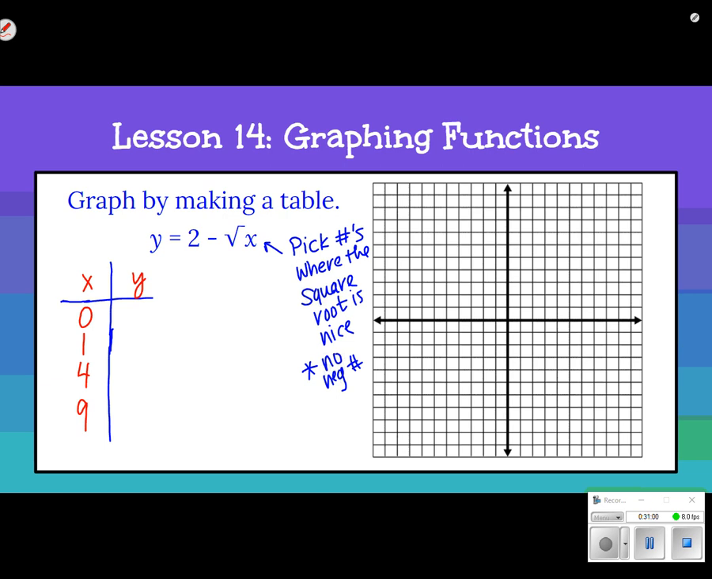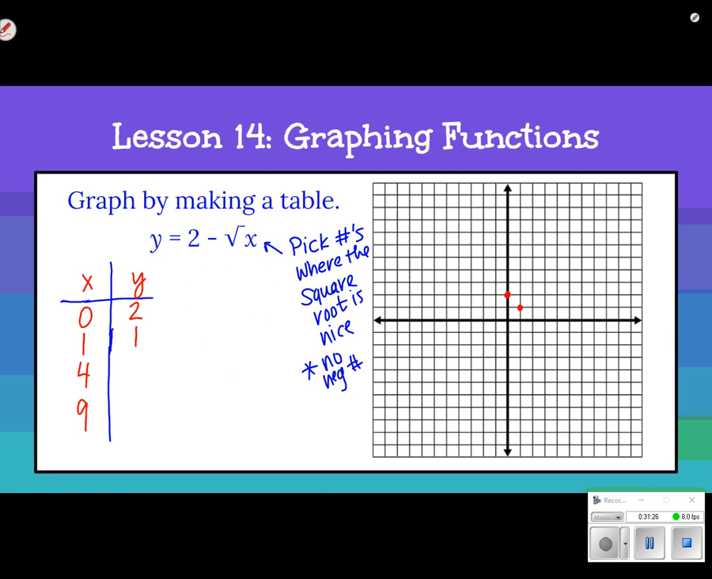So let's look at this. 2 minus the square root of 0. Well, the square root of 0 is 0. 2 minus 0 is 2. So 0, 2 is a point on my graph. Let's graph 2 minus the square root of 1. Well, the square root of 1 is 1. 2 minus 1 is 1. 1, 1. It's on my graph.